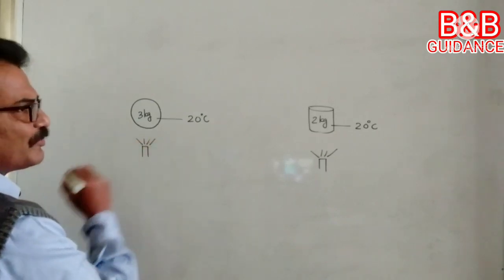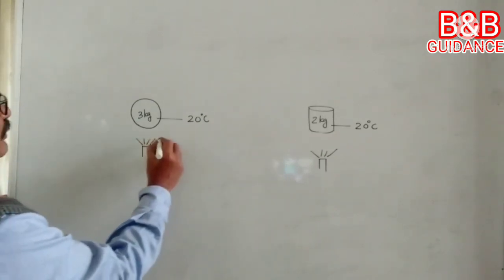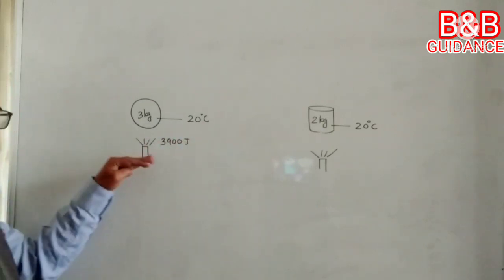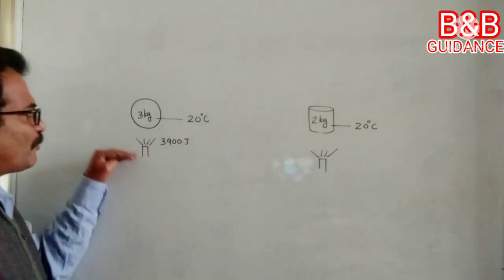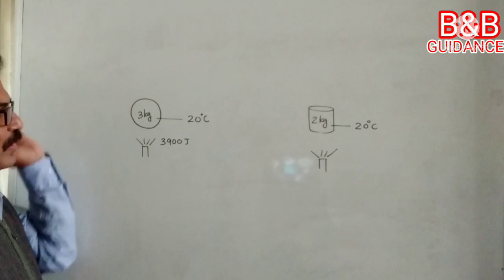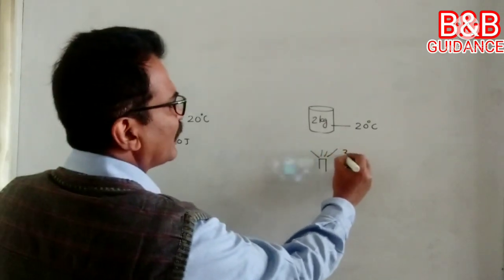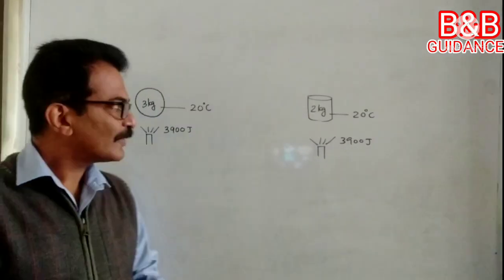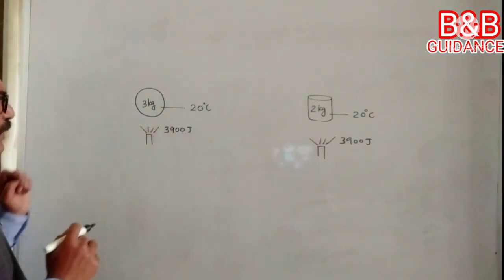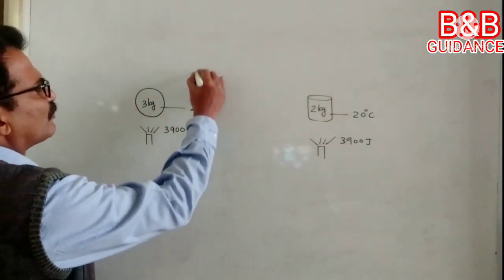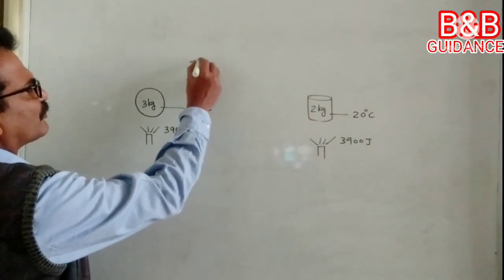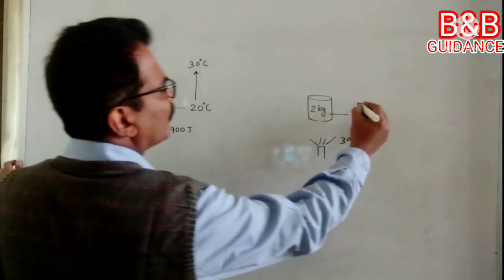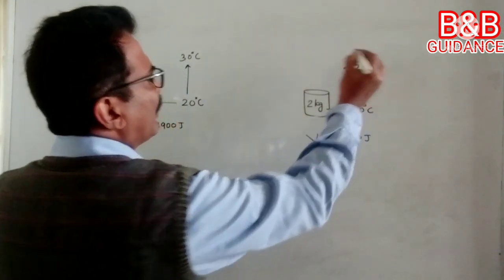Imagine I have supplied 3900 joule of heat energy. 3900 joule of heat energy is supplied to this ball, and 3900 joule of heat energy is supplied to this cylinder also. Now let me say its temperature increases to 30 degrees Celsius. Here its temperature will be 25 degrees Celsius.